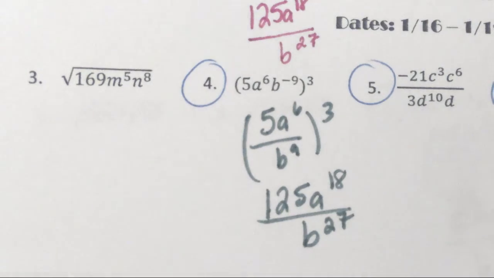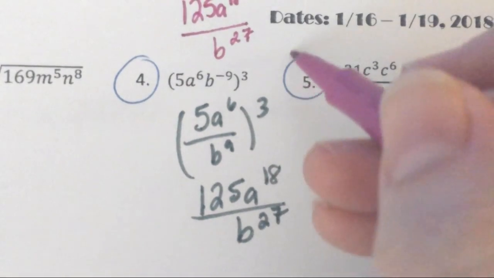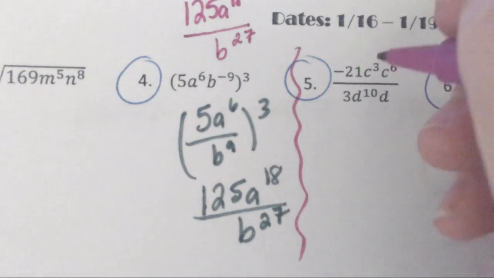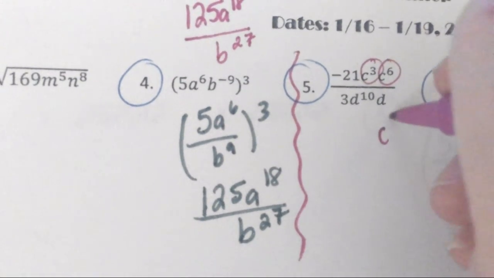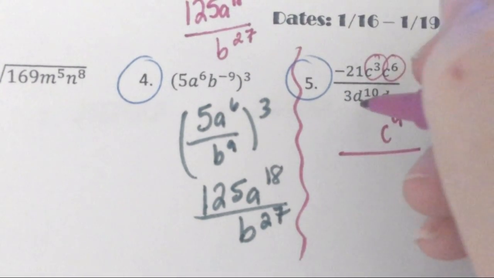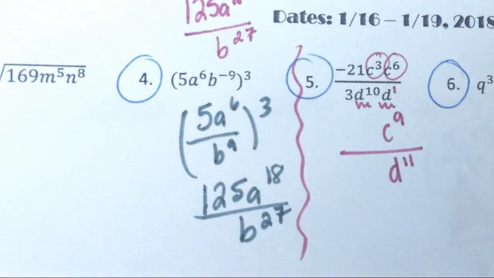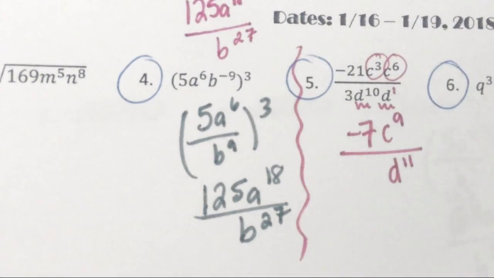On number 5, because there's a division symbol, I thought we were going to have to subtract the exponents. I didn't read the problem first. However, I'm incorrect. Why do we not actually have to subtract on this problem? Yes, both the C's are in the numerator, so I'm going to do C to the third, C to the sixth, and get C to the ninth. Both the D's are in the denominator, D to the 10th, D to the 1, and I end up getting D to the 11th. So I don't actually have to subtract anybody. They tricked me. I'm missing a number. Yes, it's negative 7. Negative 21 divided by 3 is negative 7.